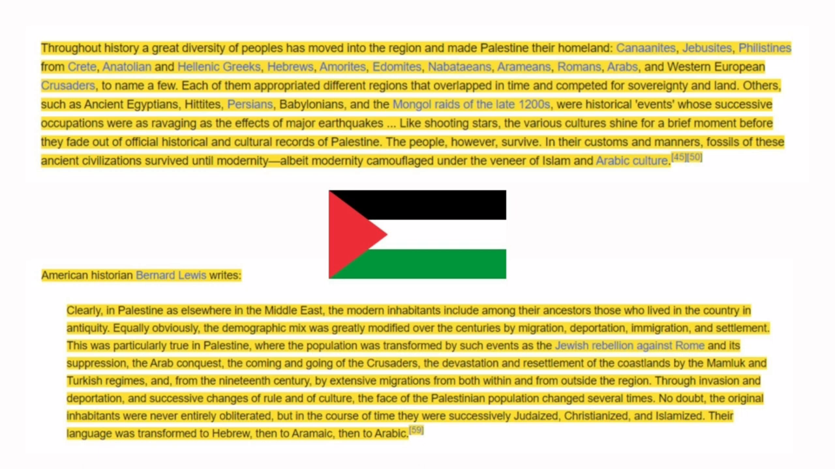American historian Bernard Lewis writes, clearly, in Palestine, as elsewhere in the Middle East, the modern inhabitants include among their ancestors those who lived in the country in antiquity. Equally obvious, the demographic mix was greatly modified over the centuries by migration, deportation, immigration, and settlement. This was particularly true in Palestine, where the population was transformed by such events as the Jewish rebellion against Rome and its suppression, the Arab conquest, the coming and going of the Crusaders, the devastation and resettlement of the coastlands by the Mamelukes and Turkish regimes, and from the 19th century by extensive migrations from both within and from outside the region.